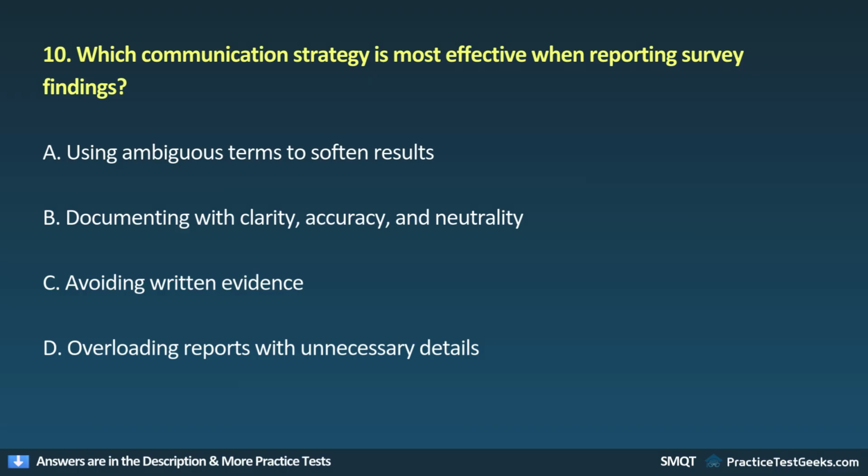10. Which communication strategy is most effective when reporting survey findings? A. Using ambiguous terms to soften results. B. Documenting with clarity, accuracy, and neutrality. C. Avoiding written evidence. D. Overloading reports with unnecessary details.